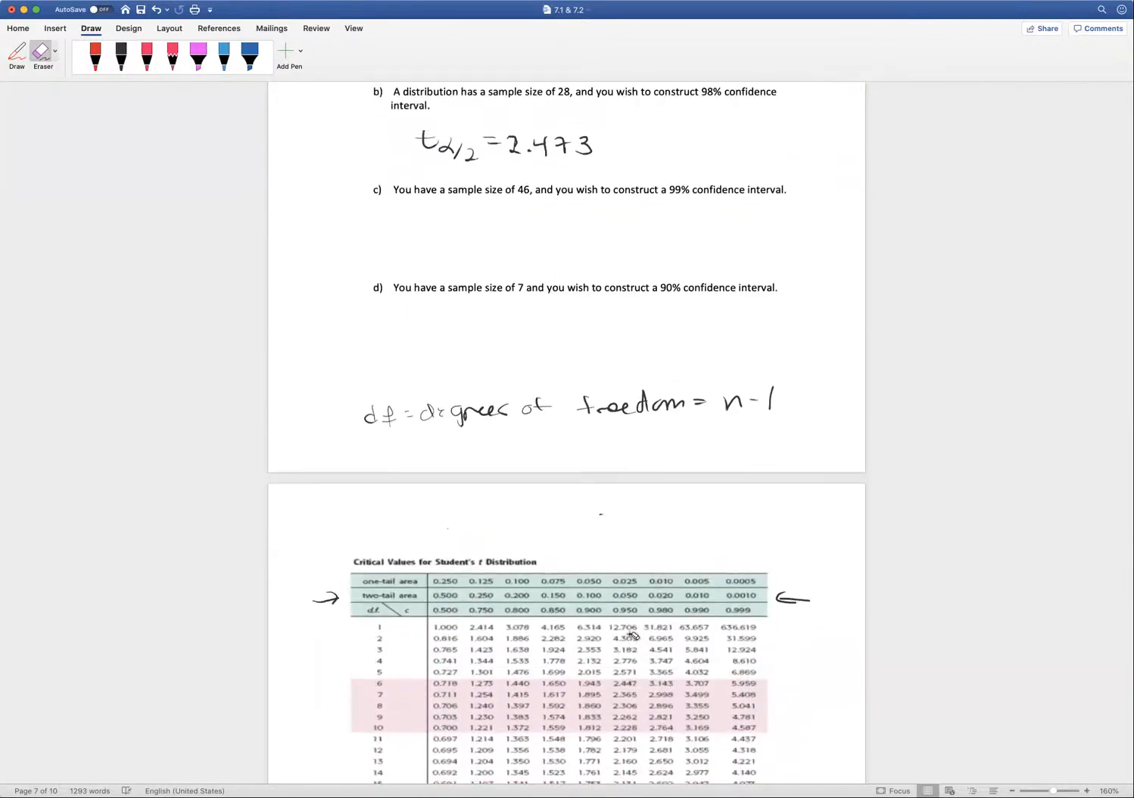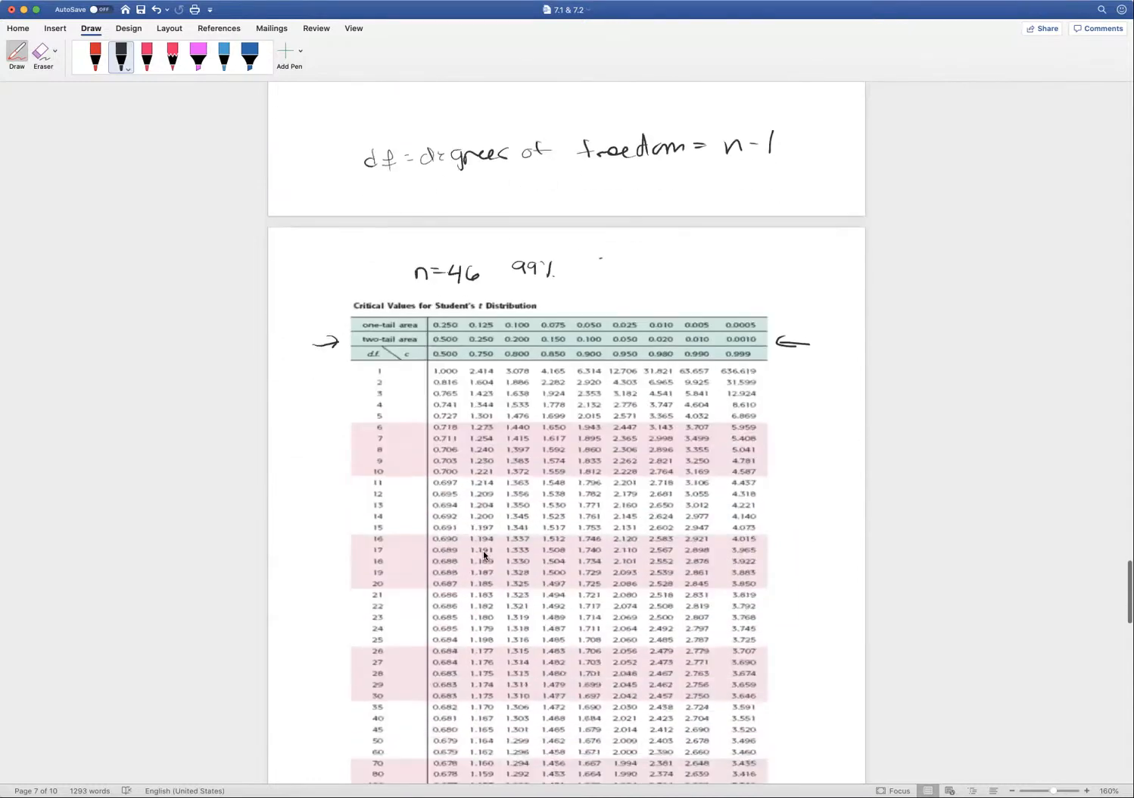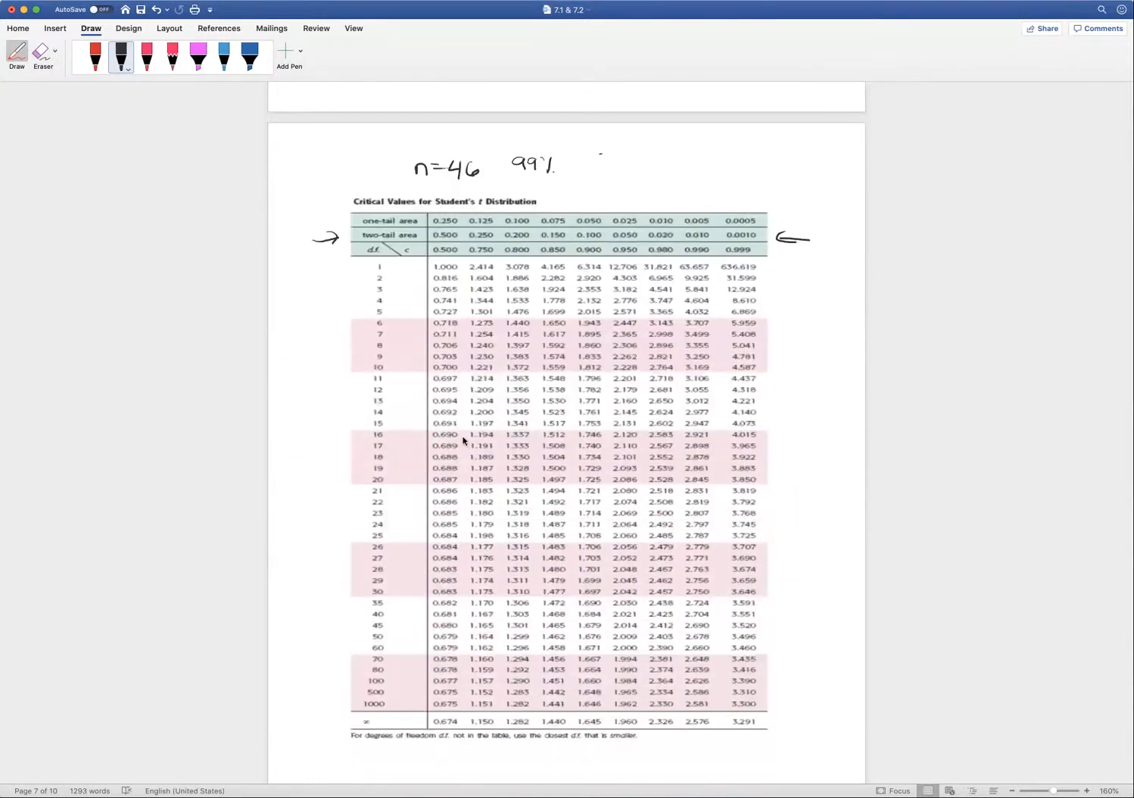Okay, sample size of 46, 99% confidence interval. So n is equal to 46. And we have a 99% confidence interval. Let's take a look over here. N equals 46, and when I look over here, 46 minus 1, right? This is our degrees of freedom, which is exactly the same thing as saying n minus 1. 46 minus 1 gives us 45. So we're right over here.